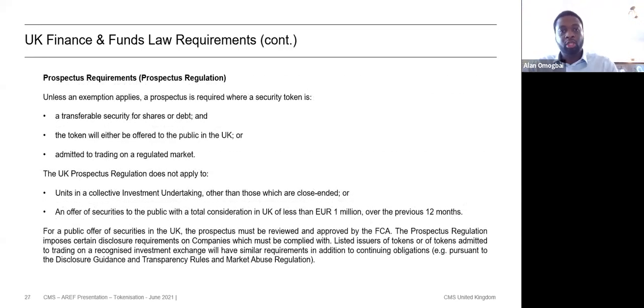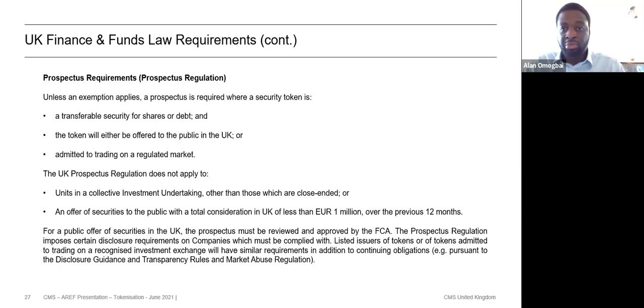Thank you very much. So many will be familiar with the prospectus requirement, and we'll just look to Article 1 of the prospectus regulation. You can also find it in the prospectus regulation rules, the PRRs, but just for ease of reference, I will refer to the relevant provision under the prospectus regulation. And as you see on the slide there, if the security token is a transferable security and the tokens are being offered to the public in the UK or admitted to trading on a regulated market, the issuer will need to publish a prospectus unless the security token is out of scope or an exemption applies.